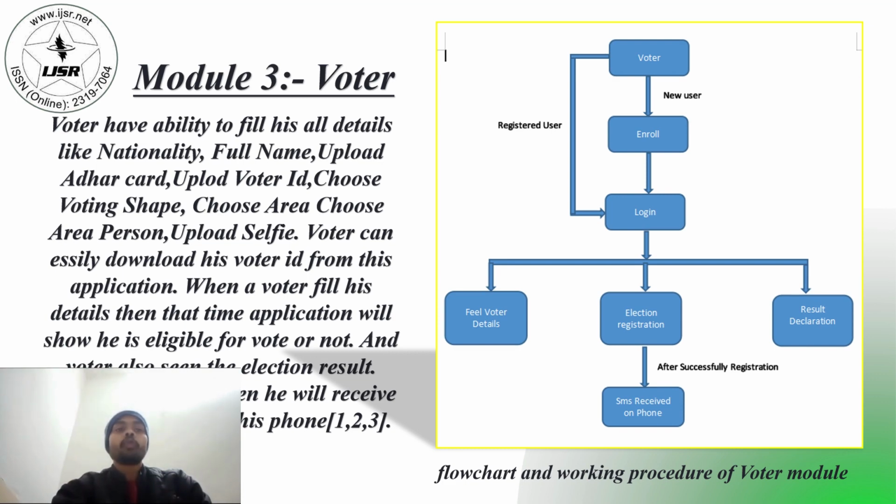Voter module. The voter has the ability to fill in all his details, and the voter can easily download his voter ID from the application. When a voter fills in his details, the application shows whether he is eligible to vote or not. The voter can also see the election result. When a voter votes, he will receive a vote success SMS on his phone.